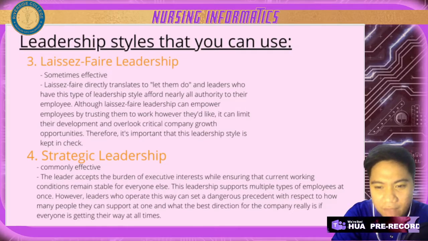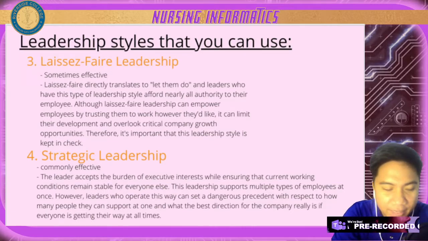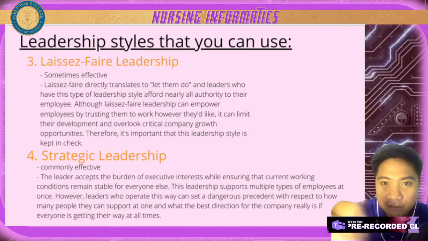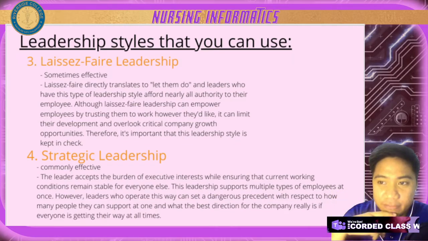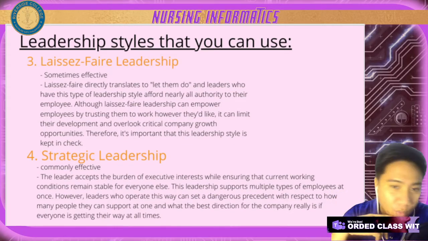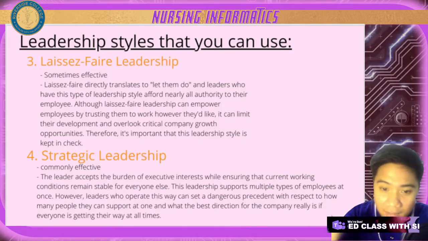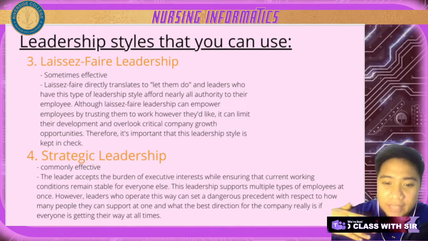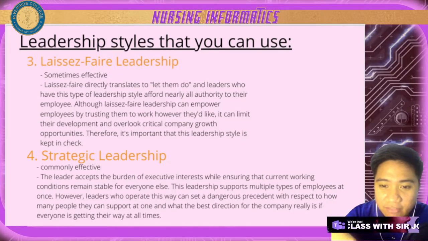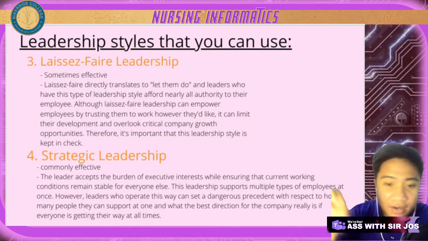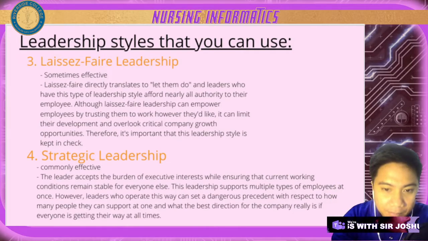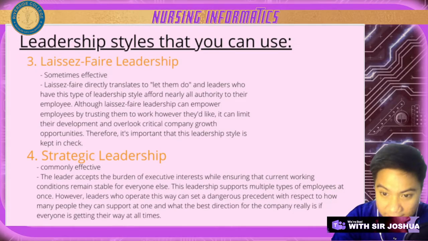And leaders who have this type of leadership style afford nearly all authority to their employees. Kagina 50-50 sa democratic, sa imo nga autocratic 100-0. Diri naman sa laissez-faire laban-laban 0 to 100 or 25-75%. 25% si leader, naga kumbaga confident na lang siya sa iya nga mga members. 75% of the effort or the decisions are coming from the team or the members or the subordinates.